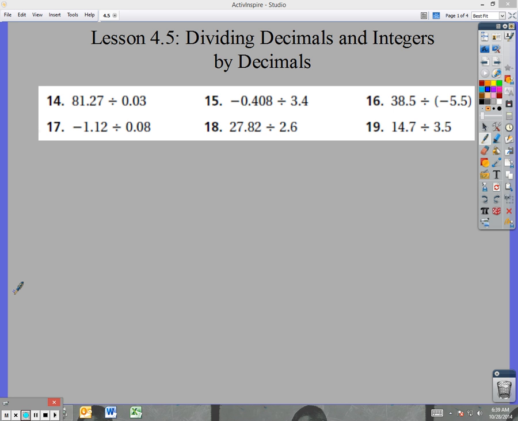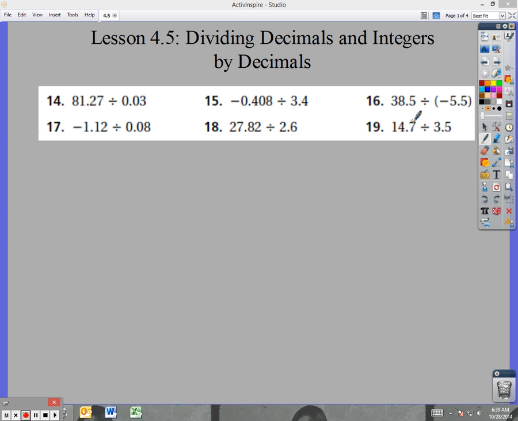Mr. Giomini wanted to come to you with some examples from lesson 4.5, dividing decimals and integers by decimals. Yesterday was dividing decimals by integers, where we just had the decimals in the dividend. Today we're going to have decimals both in the dividend and in the divisor. So we have them in two places as opposed to one.